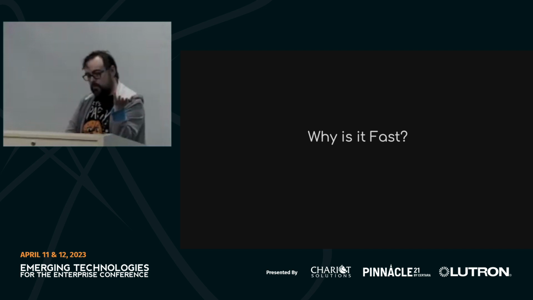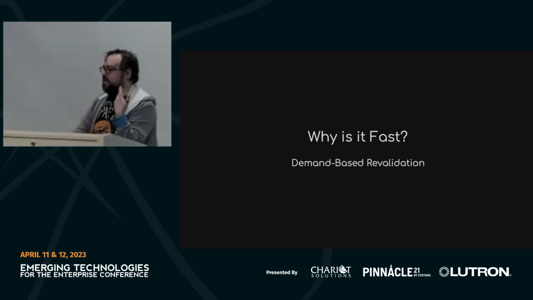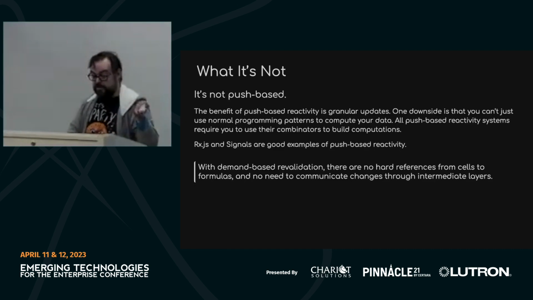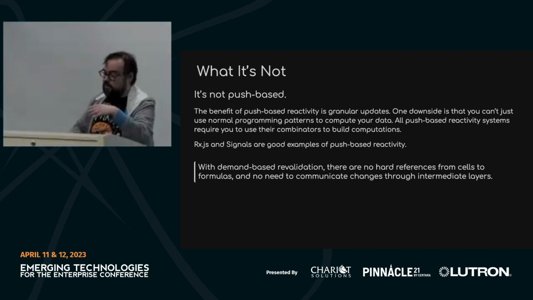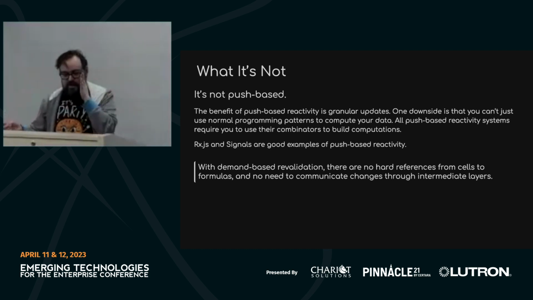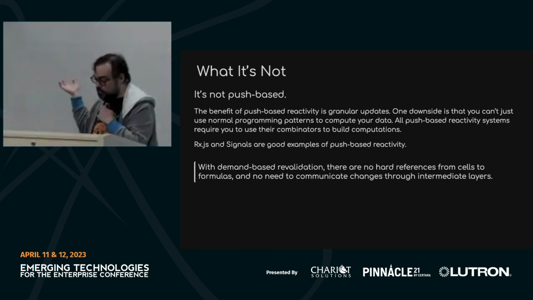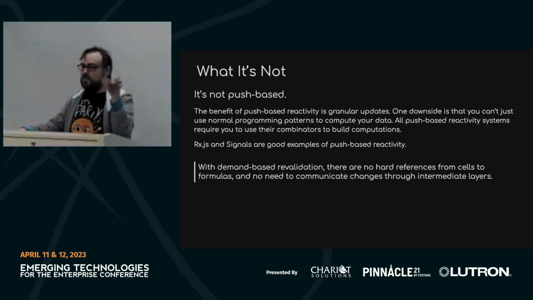So I want to talk about why it's fast in the first place. Basically, it uses a system called demand-based revalidation. And so what is demand-based revalidation not? It is not push-based. If someone is trying to pitch you on push-based, which is like the Solid guy, RxJS, the benefit that you get is granular updates. One of the downsides among several is that you can't just use normal programming patterns to combine your data.